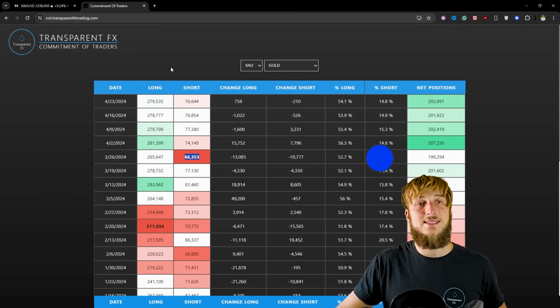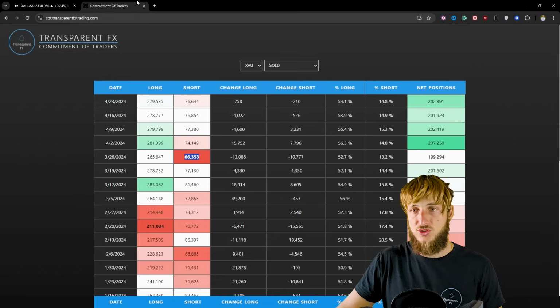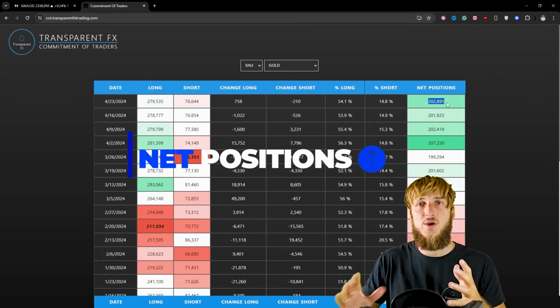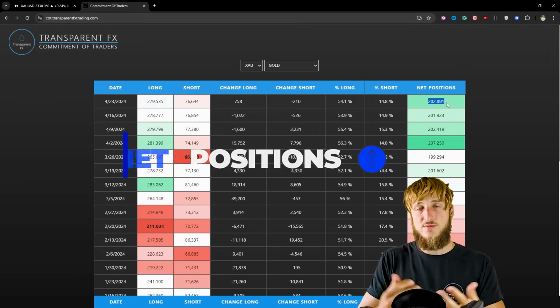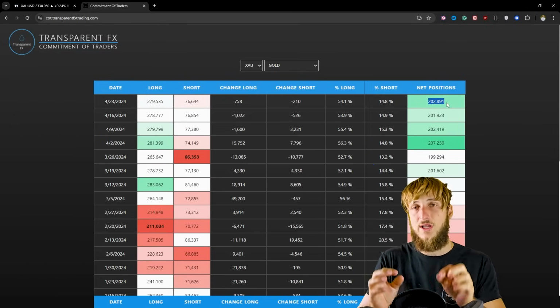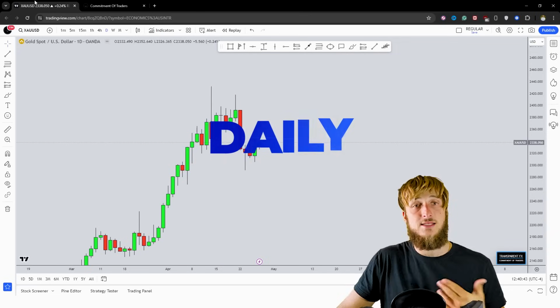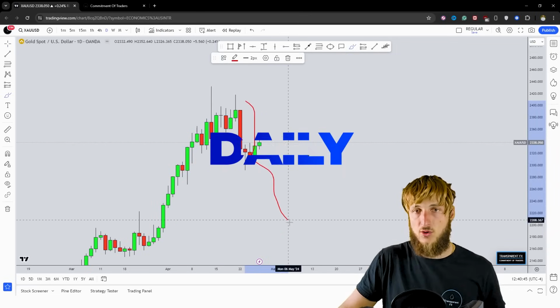What this means is that in the long run, gold is bullish. Net positions have been increased quite massively, as we just said, from 131k to 202k. So institutions in the long run, they do expect gold to go higher. However, in the short term, they are adding shorts. Therefore, it means that some institutions do expect a correction.